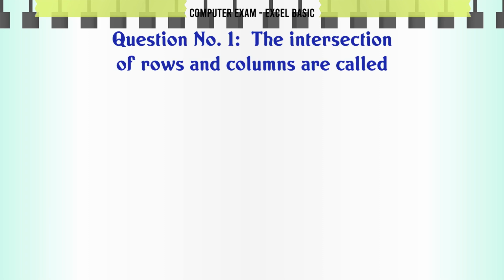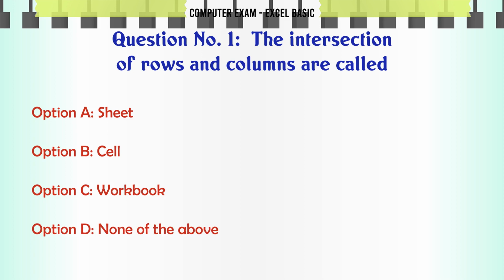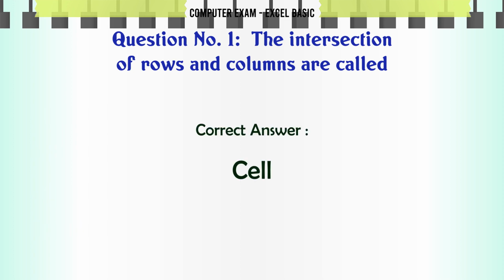The intersection of rows and columns is called: A. Sheet, B. Cell, C. Workbook, D. None of the above. The correct answer is cell.